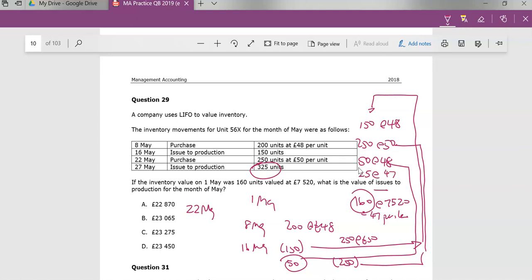So in terms of what is the issue, you need to do 150 times 48, plus 250 times 50, plus 50 times 48, plus 25 times 47. You do all of that, and that brings you to the healthy figure of £23,275. So that's what's happening with question 29. Cool. So that's that video, question 26 to 30 technically, and we'll carry on in the next video with question 31.